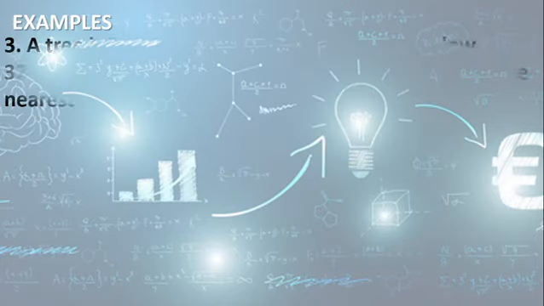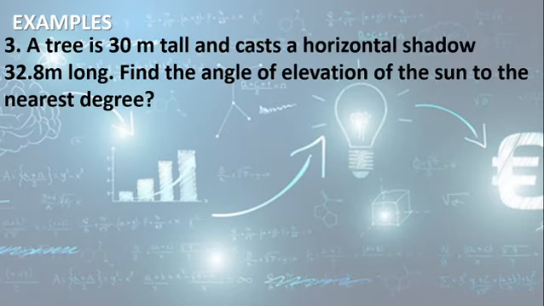Example number 3. It says a tree is 30 meters tall and it casts a horizontal shadow 32.8 meters long. It says find the angle of elevation of the sun to the nearest degree. So there is a tree and that is 30 meters tall. So you have that, which is the vertical, 30 meters tall. That's the tree. And then somewhere behind the tree the sun is, and the tree casts a shadow right in front of itself, which is longer than the tree itself. So the shadow is right there on the ground, and it is 32.8 meters long.